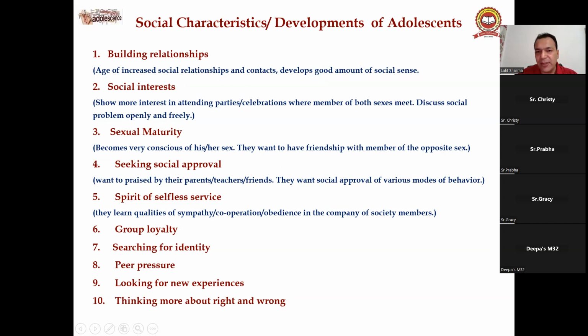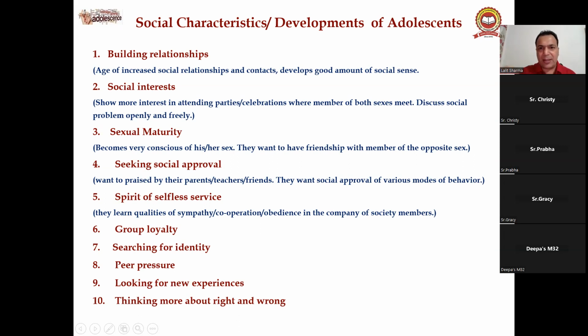Spirit of selfless service. So they start giving selfless service. You have seen, in the adolescent age, group loyalty, searching for identity, peer pressure, looking for new experiences, thinking more about right and wrong. These all things they develop. These are called the social characteristics or development of adolescents. So under adolescents, we are done. What is adolescence? Definition of adolescence. Then emotional developments or characteristics of adolescents. Then social characteristics or development of adolescents. The last topic we do that.